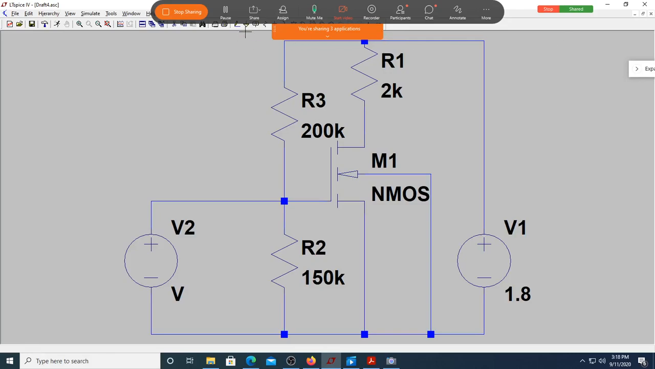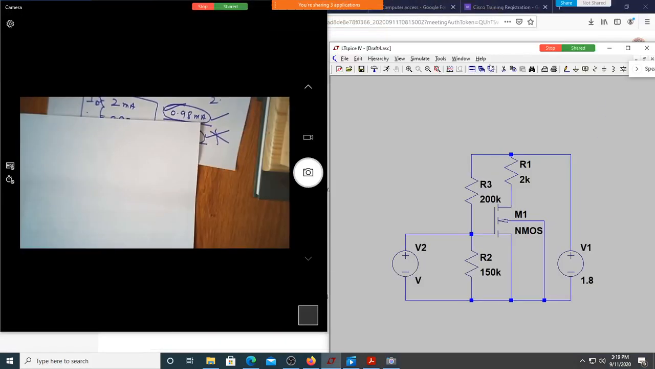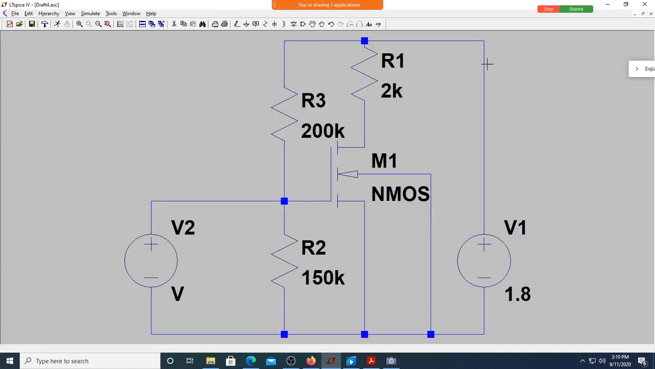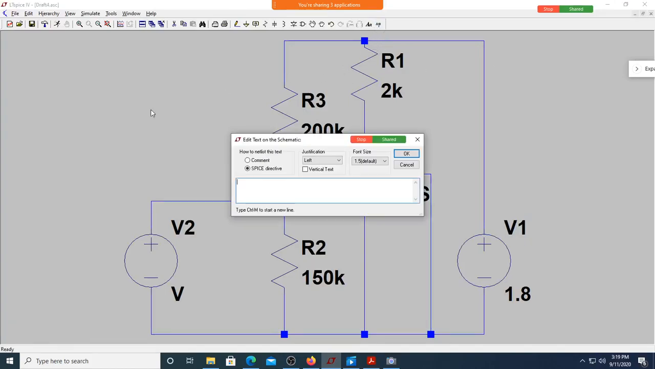Where is dot model file? How do I take this out? Okay, dot model file is here. Where is dot model? This is dot op.